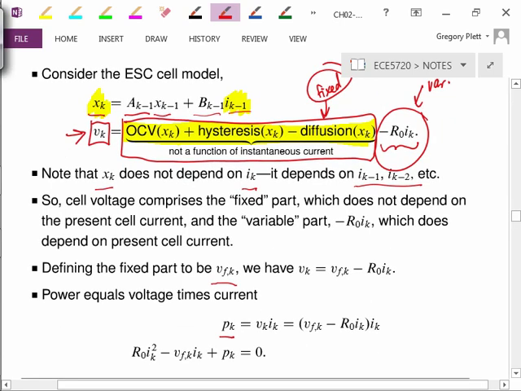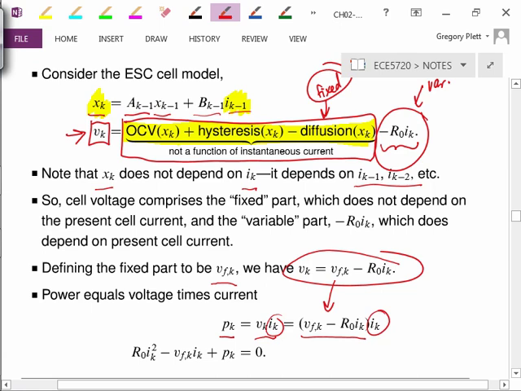The battery cell power, p_k, is equal to, by definition, just the voltage at the terminals multiplied by the current, so v_k times i_k. And we have just said that v_k is equal to V_F,k minus R0 times i_k. So I make that substitution, and of course we're still multiplying by i_k.